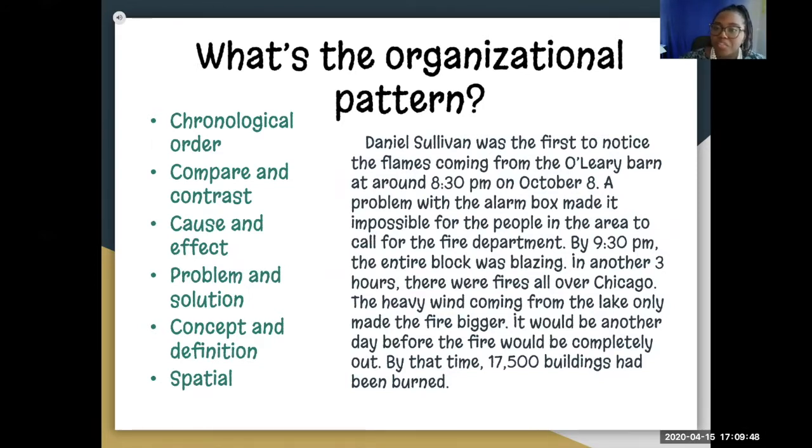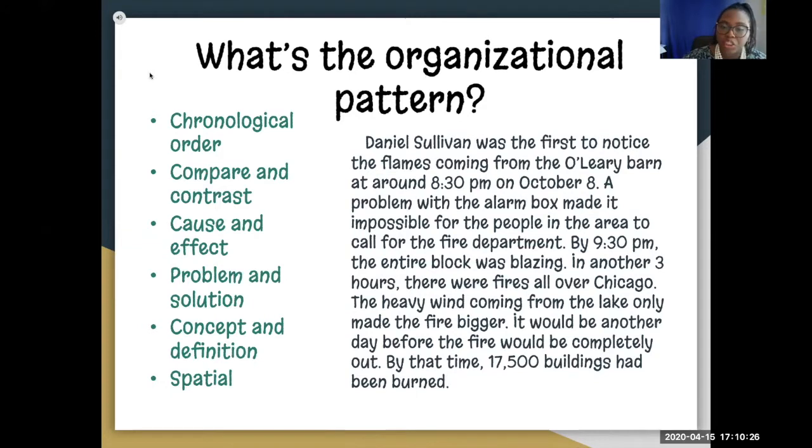Daniel Sullivan was the first to notice the flames coming from the O'Leary barn at around 8:30 p.m. on October 8th. A problem with the alarm box made it impossible for the people in the Bay Area to call for the fire department. By 9:30 p.m., the entire block was blazing. In another 3 hours, there were fires all over Chicago. The heavy wind coming from the lake only made the fire bigger. It would be another day before the fire would be completely out. By that time, 17,500 buildings had been burned.